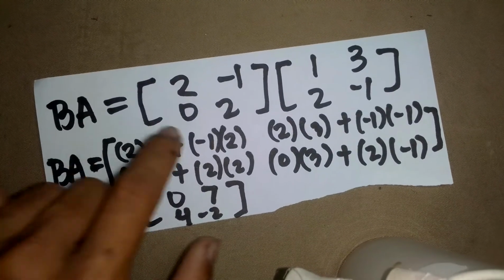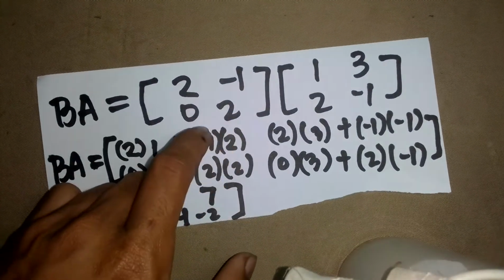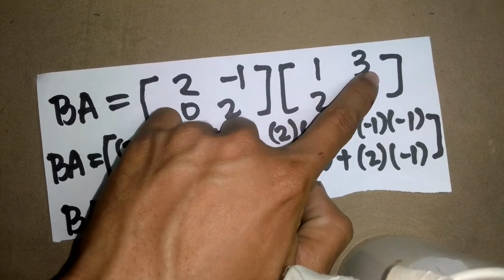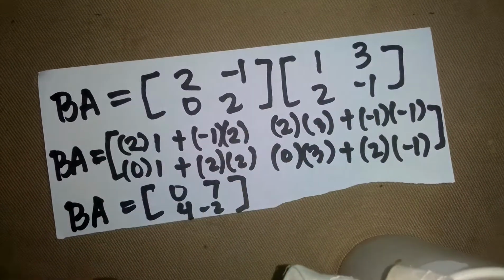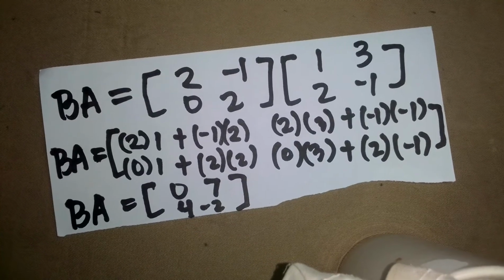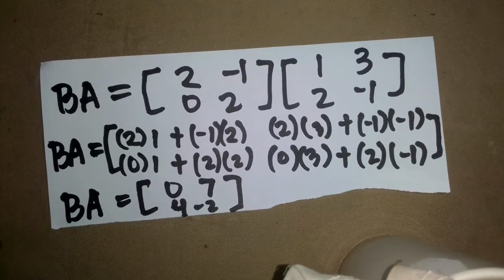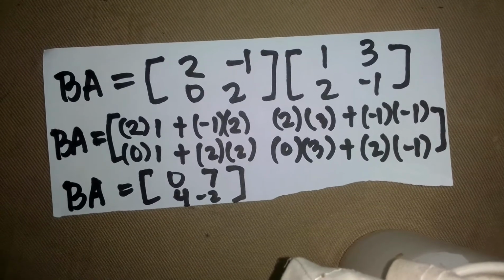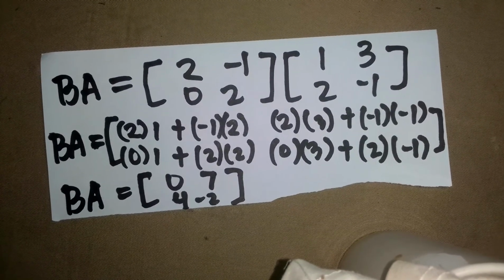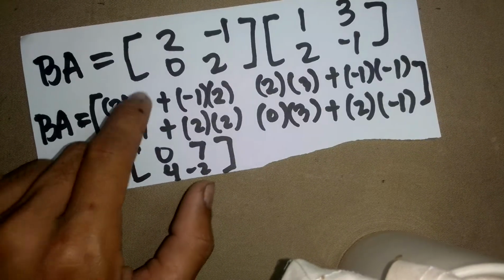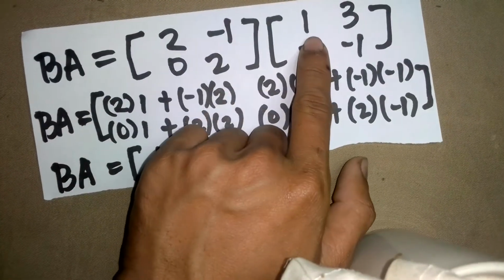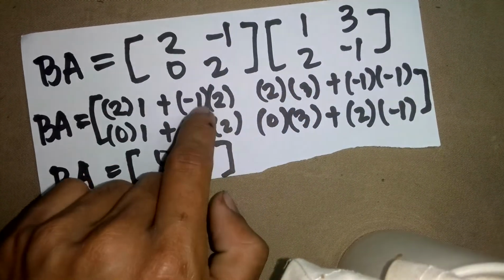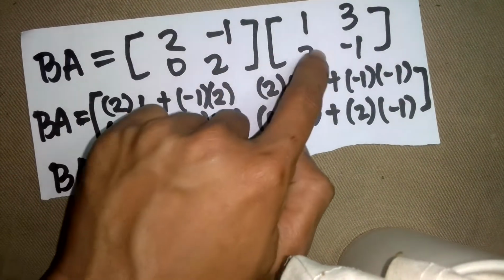The value of matrix B is 2, negative 1, 0, and 2. The value of matrix A is 1, 3, 2, negative 1. Same as the process in getting the value of matrix AB, we also use this to get the value of matrix BA. 2 and 1 plus negative 1, we multiply negative 1, 2.